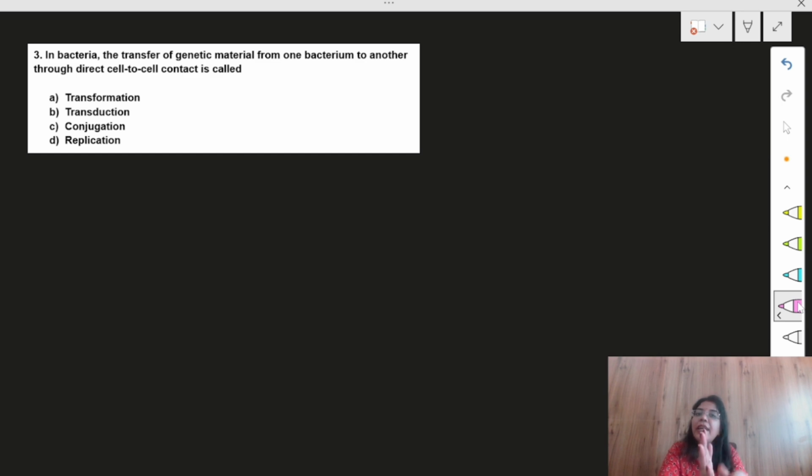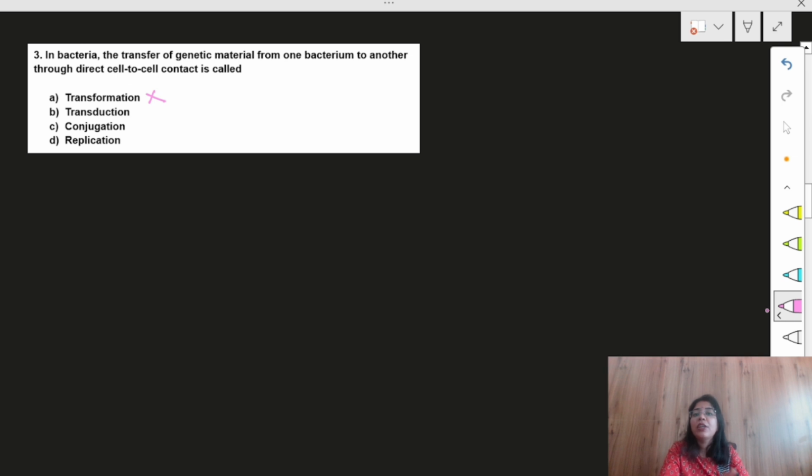Then that DNA will enter inside the R strain bacteria and transform it into S strain. So what happened here? The bacteria has taken up the DNA from the surrounding medium. This is called transformation, right? Is the cell directly contacting? Is there any cell to cell contact here? No, right? So this cannot be the answer. There is no cell to cell contact in transformation.